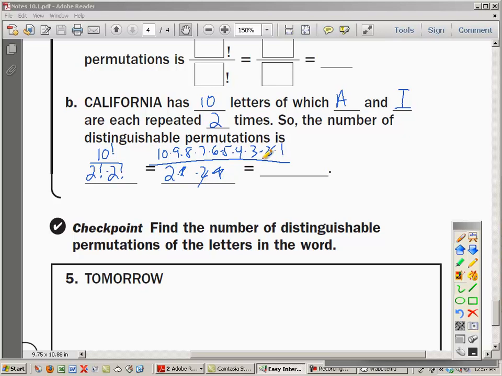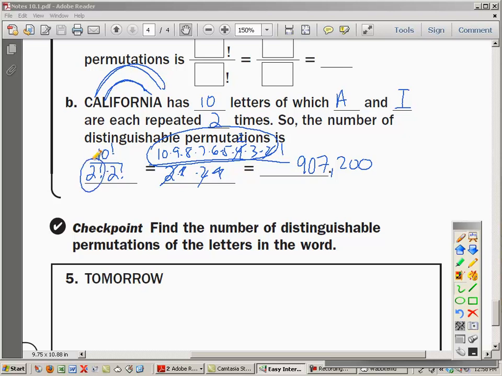Well, the ones really don't matter. 2 cancels with 2. And let's just say 2 goes into 4 twice. So I end up with this kind of a mess right here. Either way, it's 10 times 9 times 8 times 7 times 6 times 5 times 2 times 3, because again, we're reducing. And altogether, you end up with approximately 907,200 distinguishable combinations of the letters California. Because there's a repeated I and a repeated A, there are two different letters that are repeated twice.